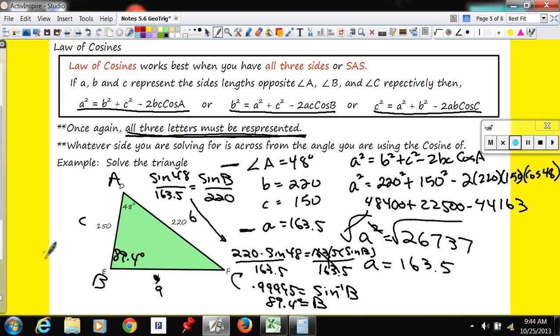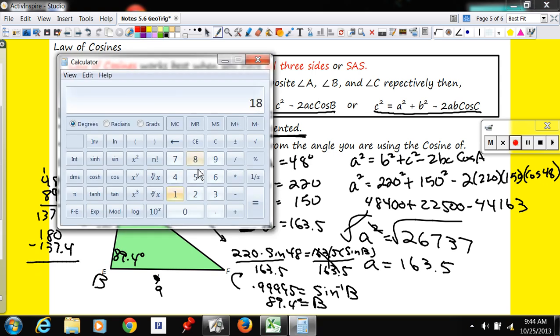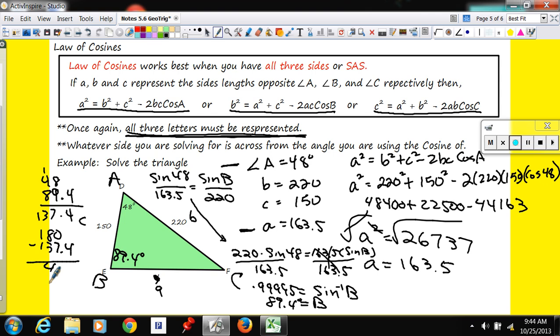So it's basically going to be 48 plus 89.4. That's going to be 137.4. So you're going to do 180 minus 137.4. And let's do that right here. 180 minus 137.4, and you get 42.6 degrees. So that's going to be this angle C down here, 42.6.